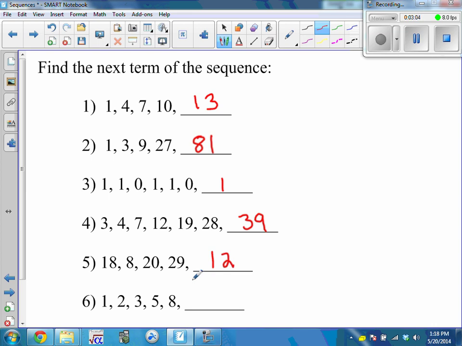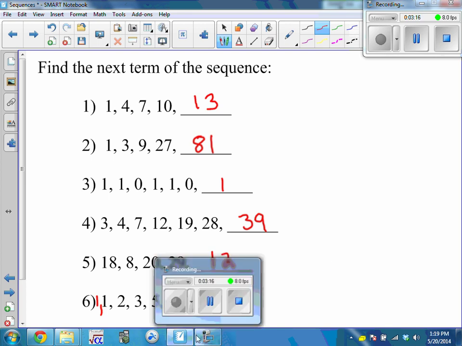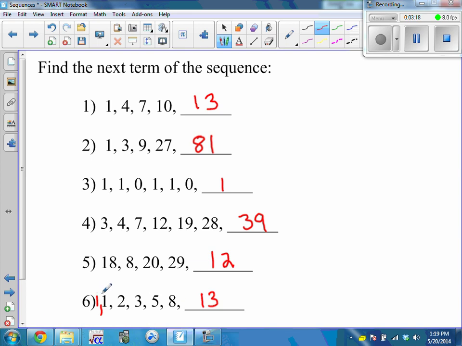And the last one, 1, 2, 3, 5, and 8. Many times you see the sequence, it actually starts with 1, 1, 2, 3, 5, and 8. And the next number is 13. This is known as the Fibonacci sequence, where 1 plus 1 is 2, 1 plus 2 is 3, 2 plus 3 is 5, 3 plus 5 is 8, 5 plus 8 is 13, 8 plus 13 is 21, 13 plus 21 is 34, and so forth. Very famous sequence, a lot of different places it comes up and is talked about.